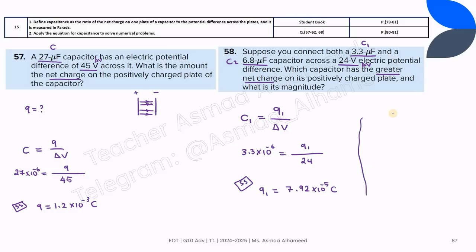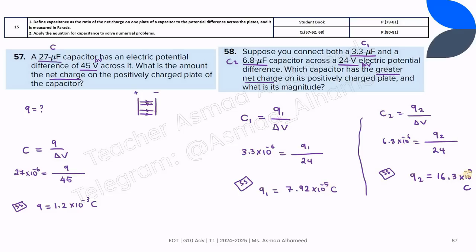Now we do the same for the second one. C2 will be charge 2 over delta V. So here we have 6.8 times 10 to the power minus 6 equals charge 2 divided by the same potential. Shift solve again, and charge 2 will be 16.3 times 10 to the power minus 5 Coulomb.